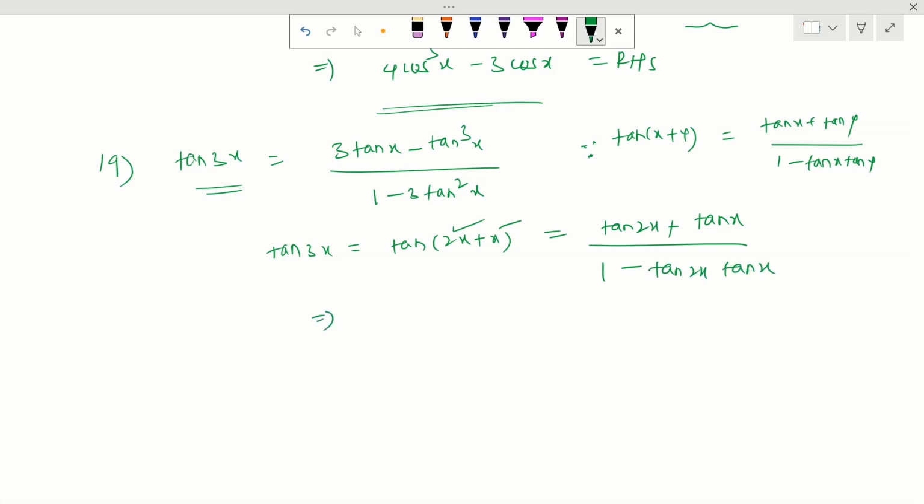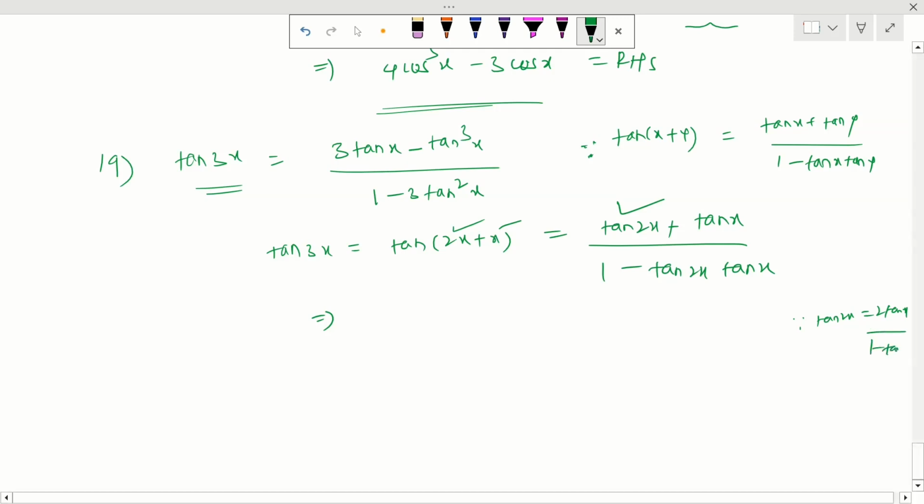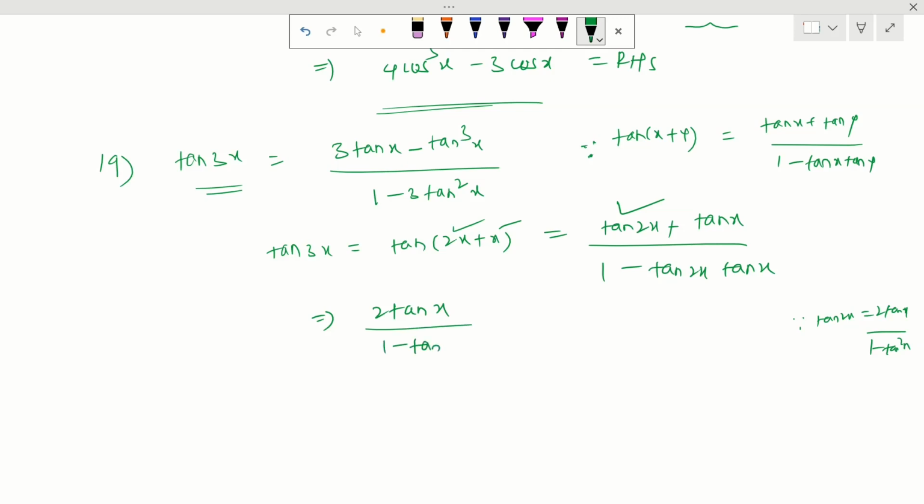Is it right? So the tan 2x formula we know, we have derived it, right? You just write here. We know that tan 2x is 2 tan x divided by 1 minus tan square x. So tan 2x will be written here: tan 2x is 2 tan x over 1 minus tan square x, and plus tan x is here.